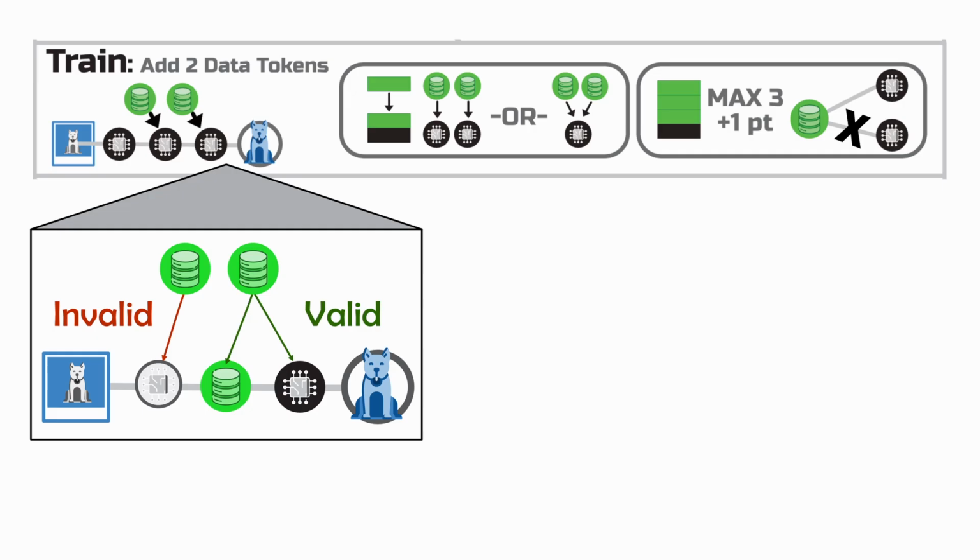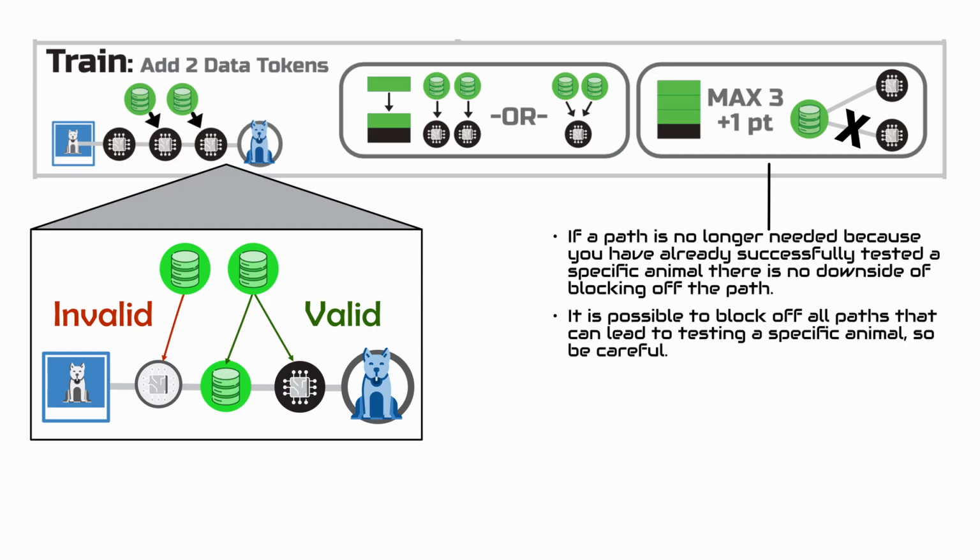But there's a catch with training, right? The game calls it overfitting. A huge catch. A single node can only hold a maximum of 3 data tokens. If you max out a node like that, you get an overfitting token, and you have to place it on a path leading away from that maxed out node, blocking that path permanently.